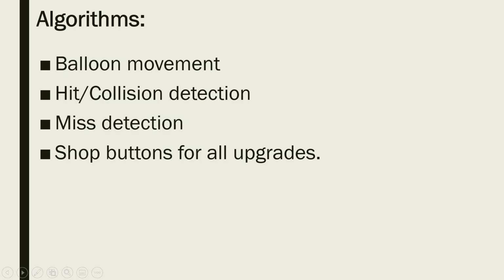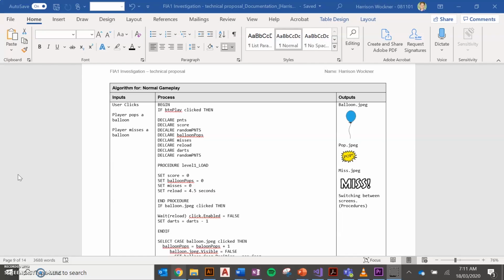The algorithms which were used in this project were created in the form of IPO charts. These included ball movements, hit or collision detection, miss detection, and shop buttons for all of the upgrades. In my normal gameplay IPO chart, the inputs for it will be the user clicks, if a player pops a balloon, or if a player misses a balloon. The outputs of these events will be either a balloon icon, a pop icon, a miss icon, or switching between screens or levels, which uses procedures.